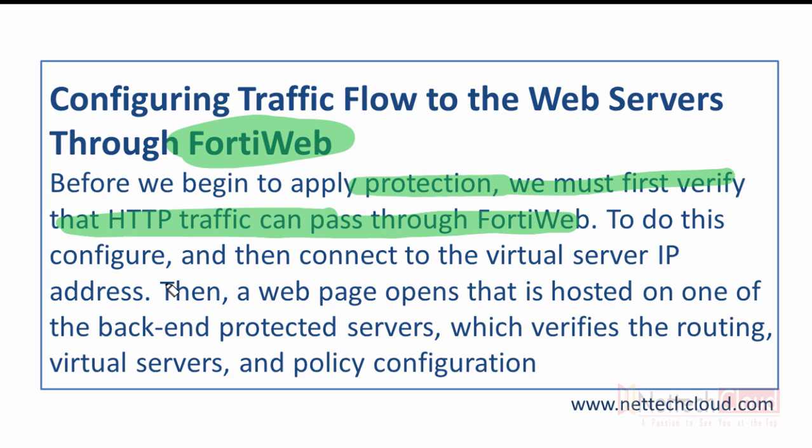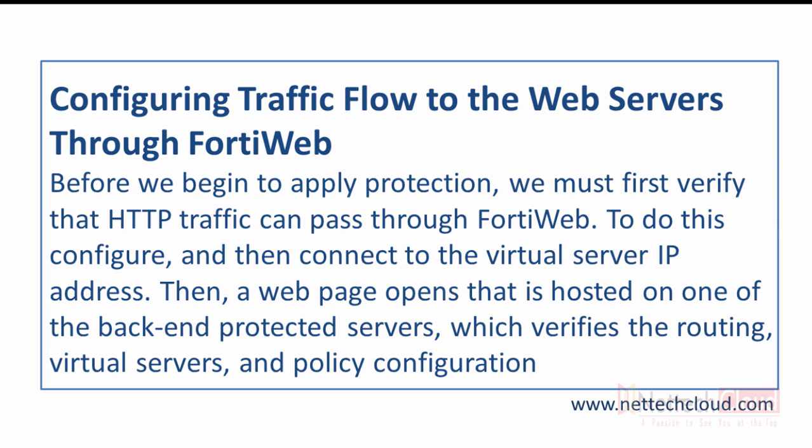To do this, configure and then connect to the virtual server IP address. Then a web page opens that is hosted on one of the backend protected servers, which verifies the routing, virtual server, and policy configuration, right? So the first objective is to configure FortiWeb so that HTTP requests will start flowing through to the web server, right?